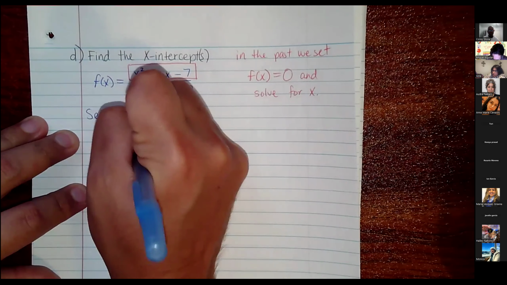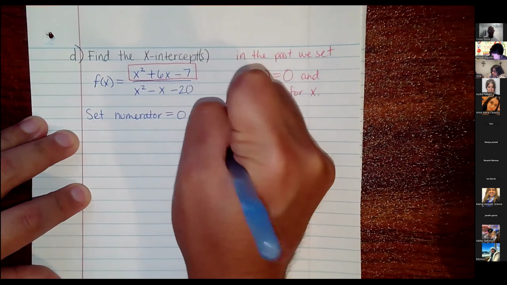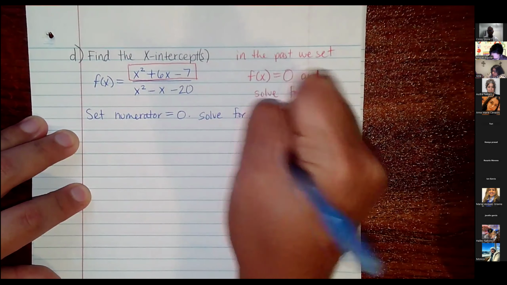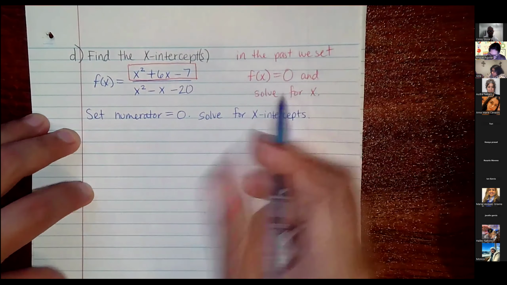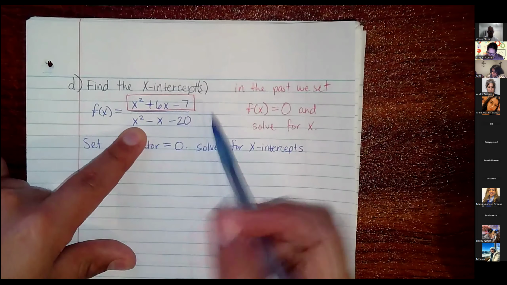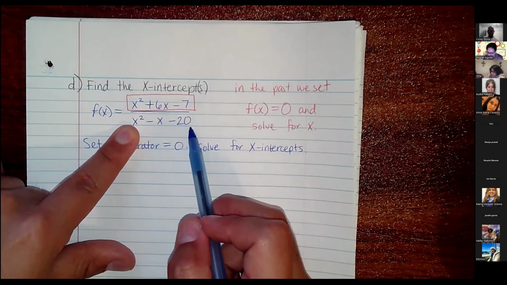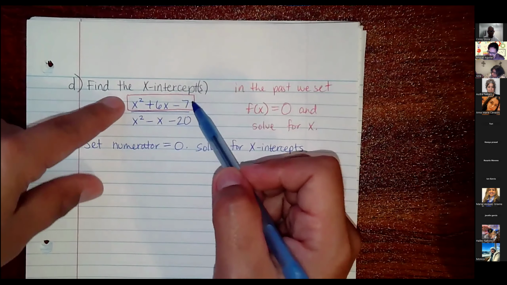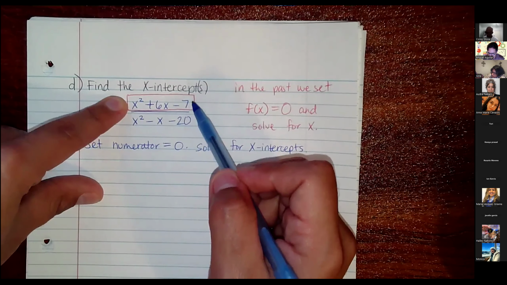Set the numerator equal to 0 and solve for the x-intercepts. That's kind of similar to what we did earlier when we found the restricted values. We set the denominator equal to 0 to find the restricted values. When we're finding the x-intercepts, we're just going to set the numerator equal to 0.